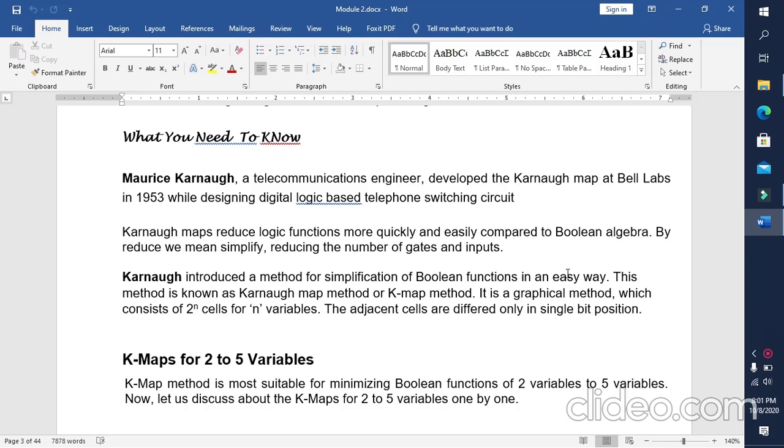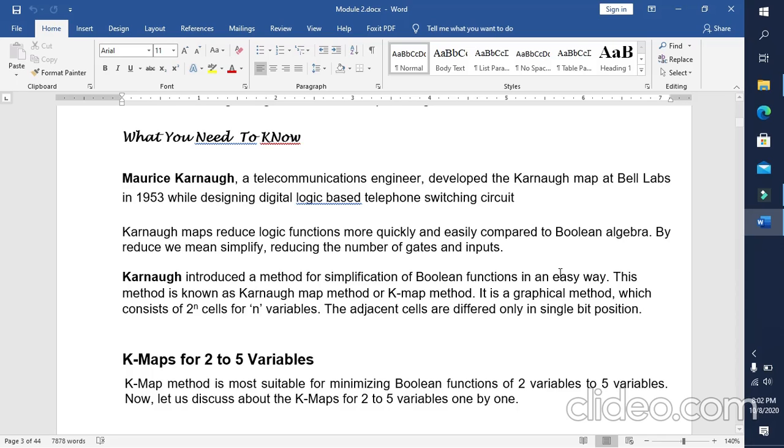The Karnaugh map was developed by Maurice Karnaugh, who is a telecommunications engineer, at Bell Labs in 1953. Karnaugh introduced a method for simplification of Boolean functions, and this method is known as the Karnaugh map or the K-map method. This is a graphical method which consists of 2 to the power of n cells for n variables, where n represents the number of your input variables. And the adjacent cells differ only in a single bit position.